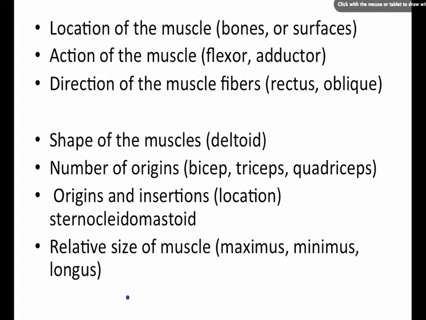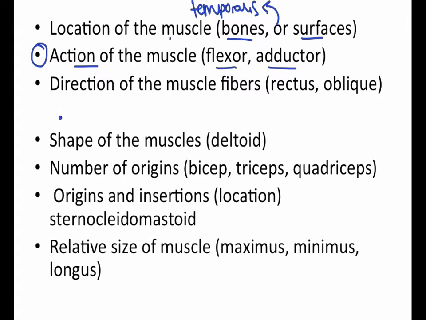So location of the muscle has to do with where it is in a bone or on a surface. Okay, so an example of this would be something like the temporalis. The temporalis muscle is going to be near the temporal bone. Okay, the action of the muscle has to do with if it has flexor or adductor in the name, then it's classified or named based on the action.